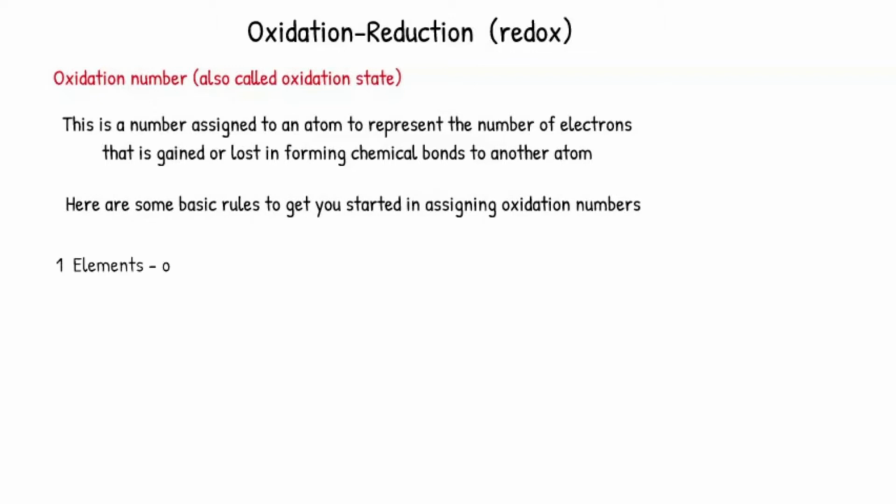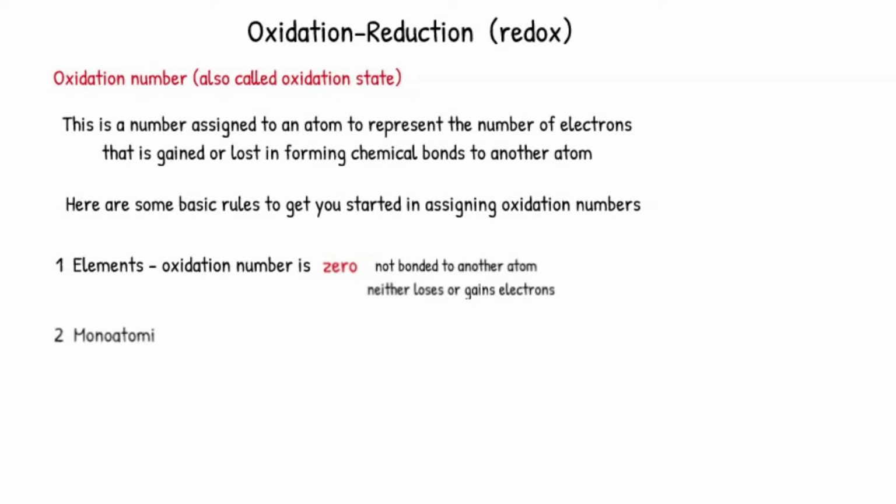Rule number 1, elements. Oxidation number 0 is not bonded to another atom and it neither loses nor gains electrons. Number 2, monoatomic ions. The oxidation number is the charge of the ion. So for example, the iodide ion, I minus, is -1. Magnesium 2 plus is +2.